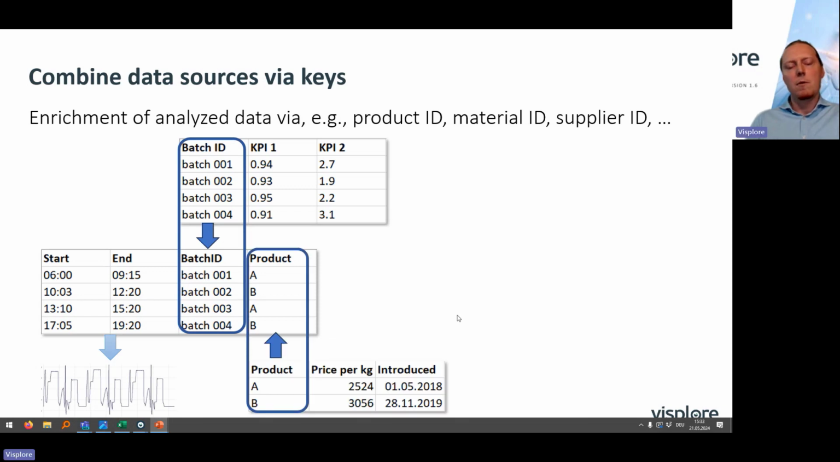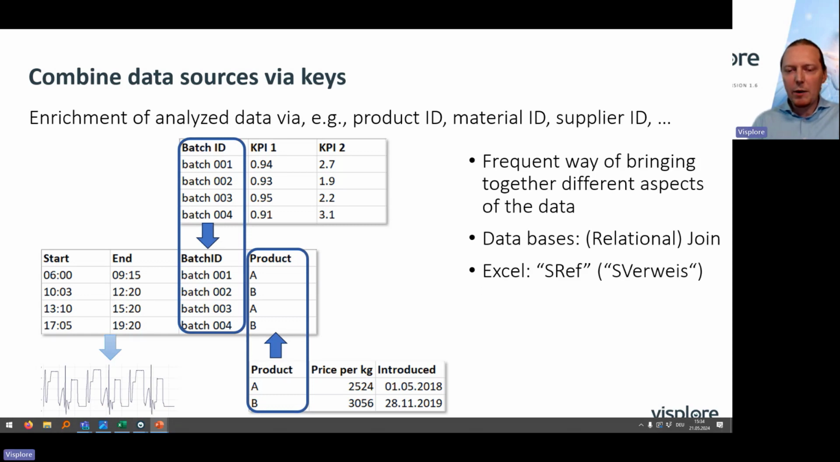Another example would be merging meta information about the product from another table based on this key. For example, what's the price currently per kilo of that product? Or when did we make this product for the first time in our process? Things like this. Okay, so merges on the keys without any time context are now possible. This is very common in databases, relational joins, right? And in Excel terminology, it's also often referred to as VLOOKUP, or sverweis in German, to do this kind of merge in your Visplore analysis now.